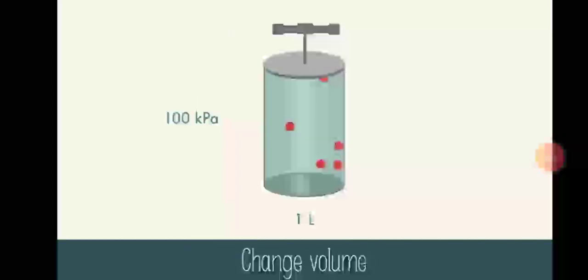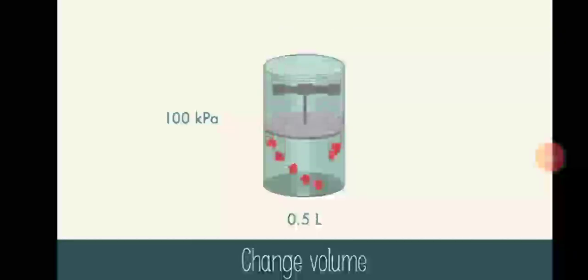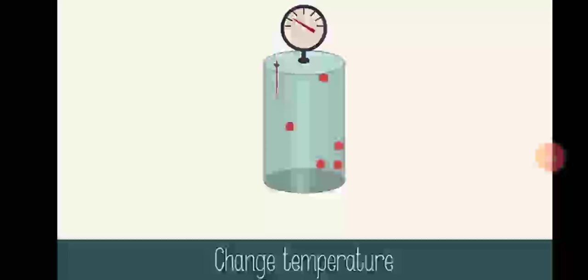In this container, the only thing that will change is the volume. When we cut the volume in half, from 1 liter to half a liter, the pressure will double. Temperature is actually a measure of the kinetic energy, or movement, of the particles. When we add heat, we increase the kinetic energy, causing more collisions and raising the pressure.